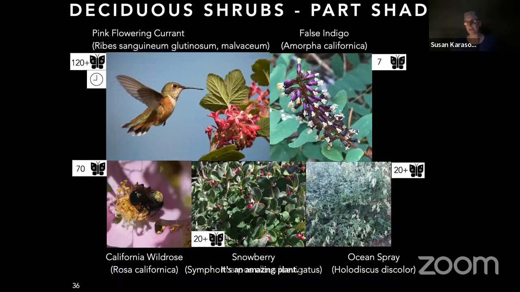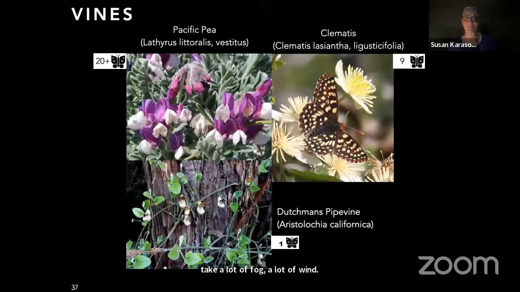Snowberry, there's that flat version we talked about earlier. There are taller shrubs as well. And then ocean spray can take a lot of fog, a lot of wind, and some amount of shade. Dutchman's pipevine, that can take a lot of shade. The peas and the clematis would prefer full sun.